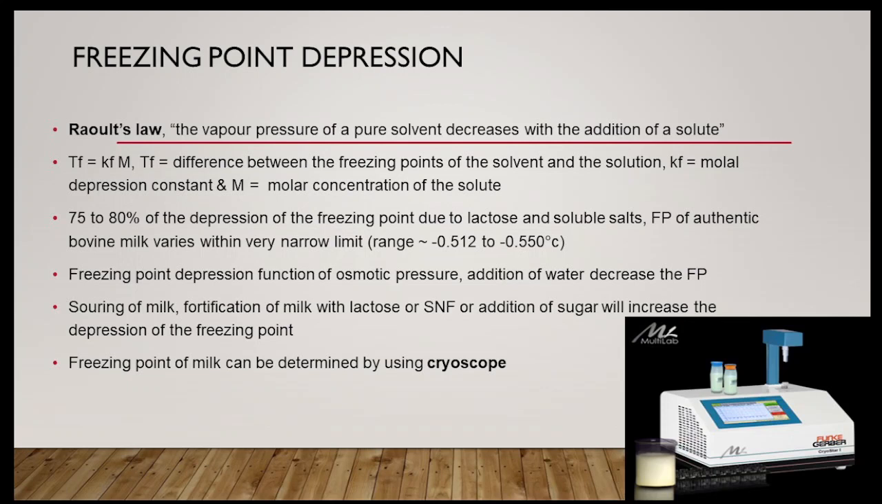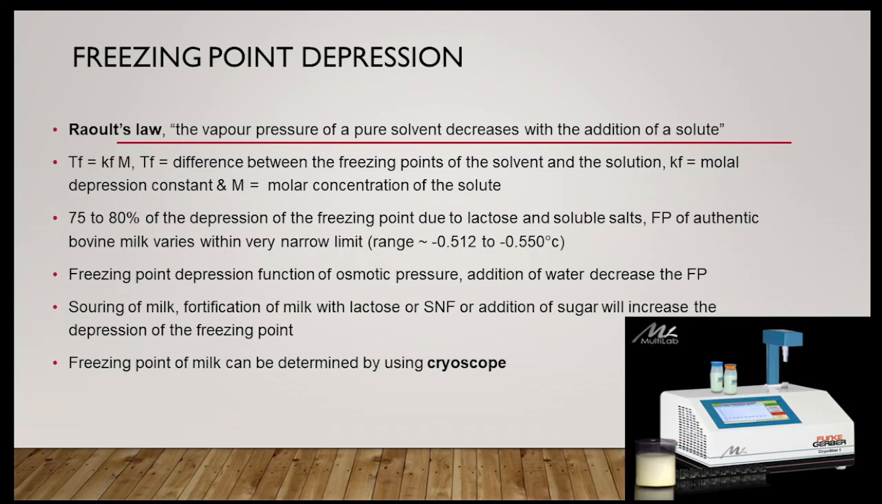Then further, what is happening? We are adding more salt and lactose into that milk, right? Or we are adding sugar. Sugar is a form of adulteration also, right? If we add sugar to raw milk, then it is also an adulteration, right? So all these things will increase the depression of freezing point. That is, the freezing point value will become lower and lower.